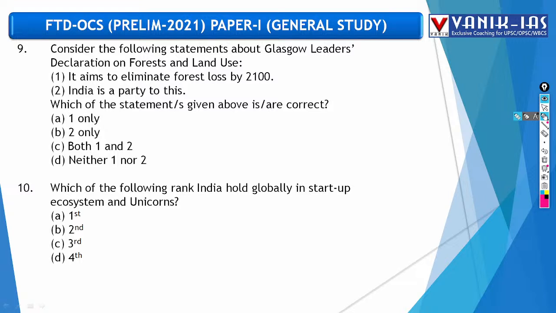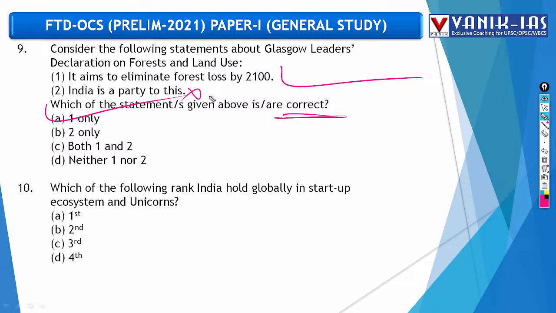Consider the following statements about the Glasgow Leaders' Declaration on Forest and Land Use. It aims to eliminate forest loss by 2100. Yes, the Glasgow Leaders' Declaration on Forest and Land Use. This is right, the first statement is correct. India is not part of this, so the second is wrong. Only one is right.